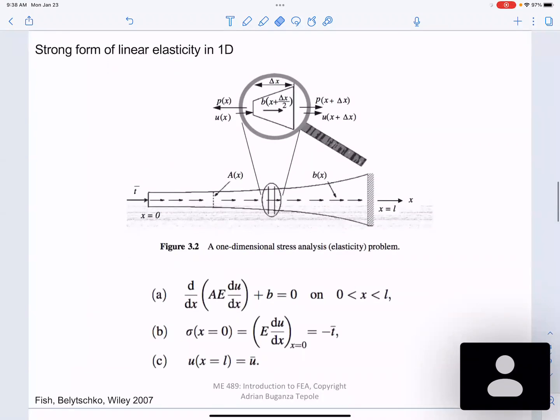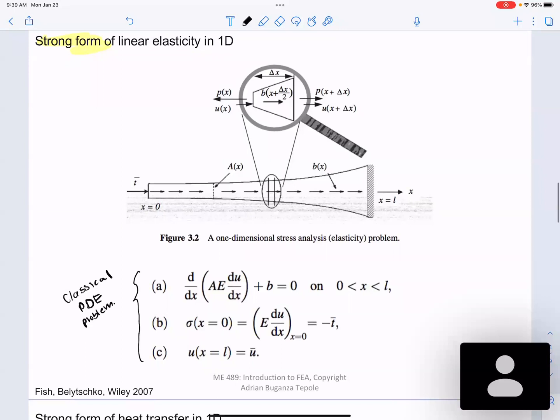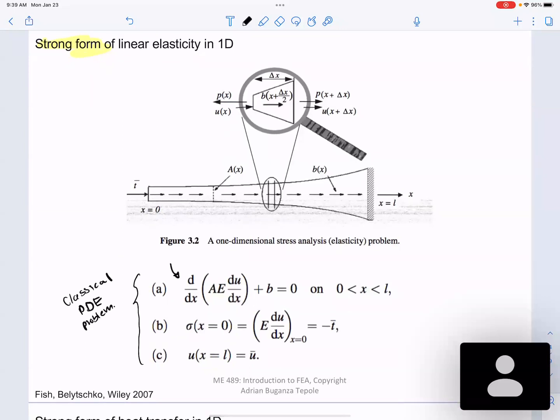So what is the so-called strong form of linear elasticity? This is in the book, but essentially it is a PDE in this format. Again, I will make the distinction for why this is a strong form, but this I would describe as your classical PDE problem. This is the way you have seen things in, for example, Math 303, right? You get an equation that you need to solve, so you need the PDE to solve.